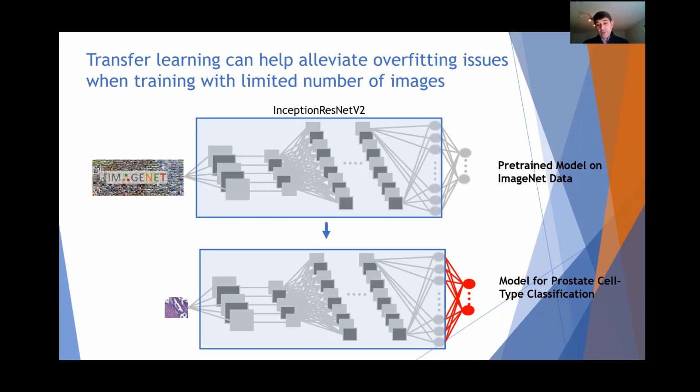And then what we did was extend the vanilla Inception ResNet 2 neural network. We extended it by adding an additional last output layer that was really the classification layer for these 4 different prostate cell types of interest.